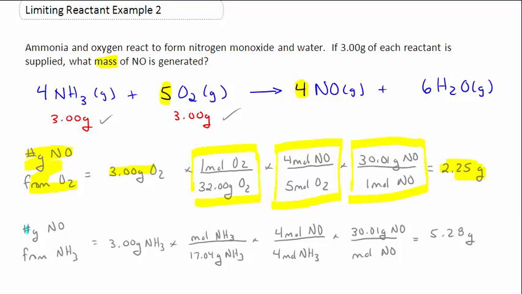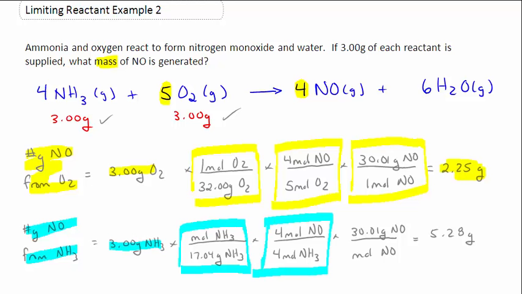We do the same thing for the ammonia. Once again, 3 grams. We go to the periodic table to go from grams to moles. So we're sitting here at moles of ammonia, and we use the reaction here: 4 moles and 4 moles and 4 moles. And then once again, we use the periodic table. It turns out we can make 5.28 grams with this much ammonia.